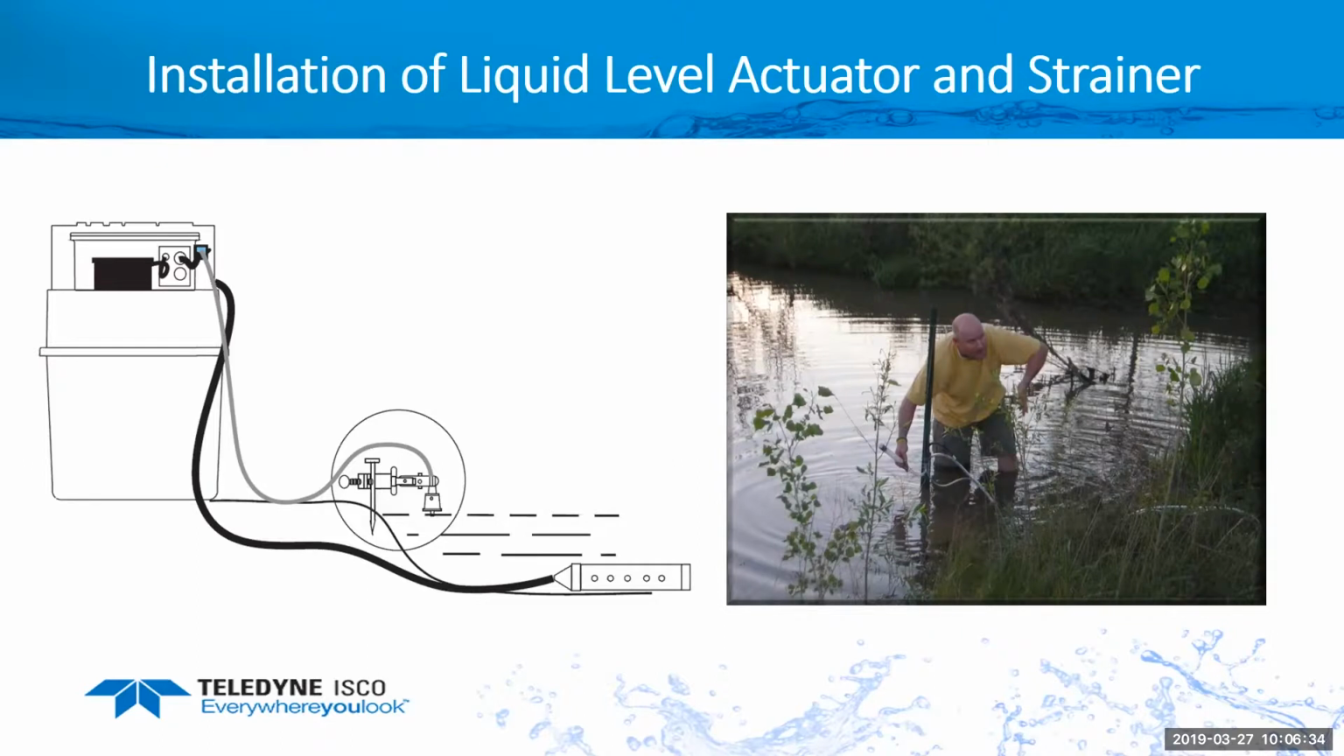That enables the sampler. The sampler then, of course, here in the diagram, we have the strainer down in the water. It takes the water in, puts it in the bucket, and then you retrieve it when the storm is done. So this is a very basic stormwater application, just using a liquid level actuator and a sampler.